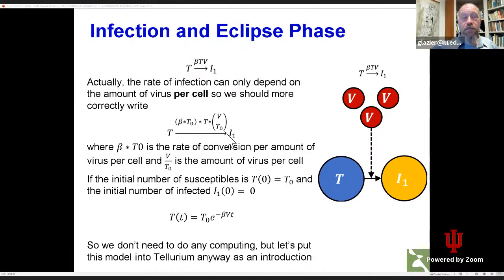And again, dividing and multiplying by the same thing doesn't change the final result, but the units of the parameters are different. And this is actually an issue because when you write it this way, beta times T times V, where V is the total amount of virus and beta is the infection rate given the total amount of virus and the total number of cells, if you change, for example, the size of the tissue patch you're modeling, this equation changes in an unpleasant way. This one doesn't.